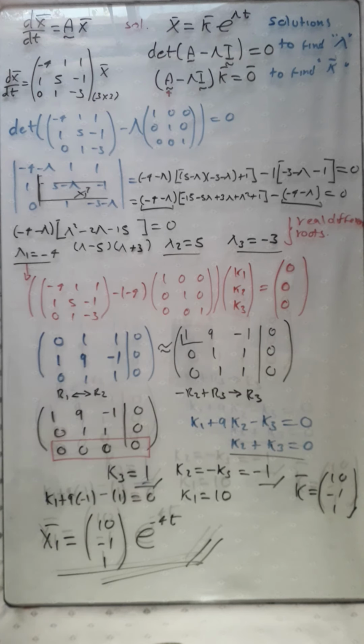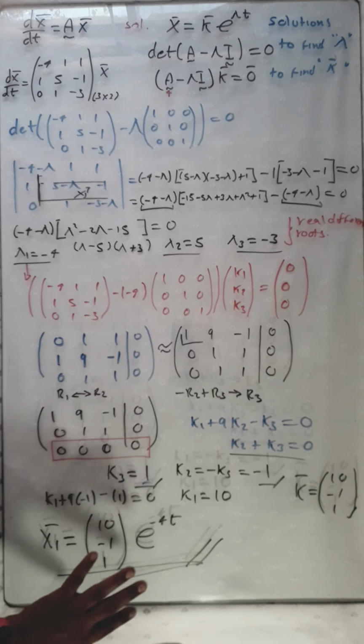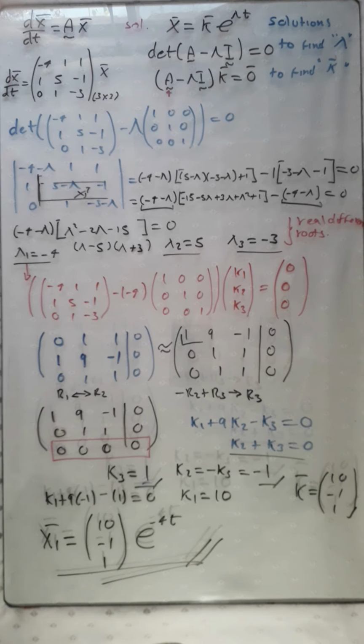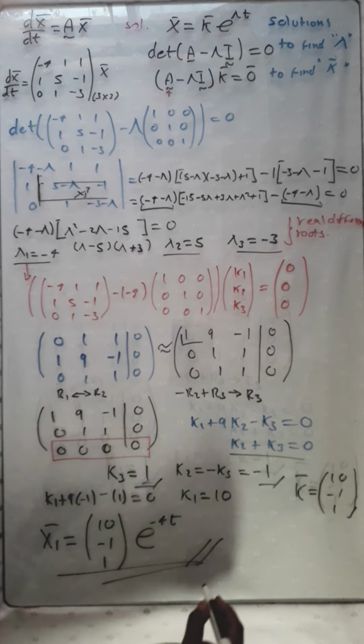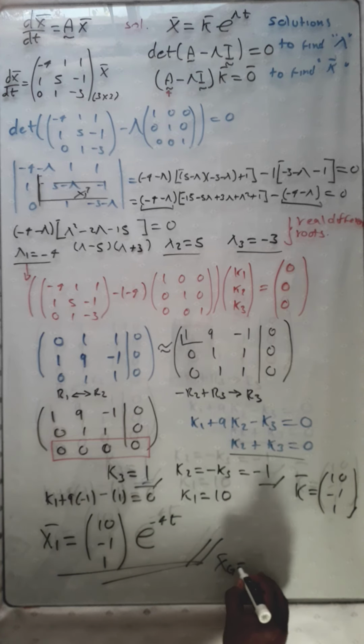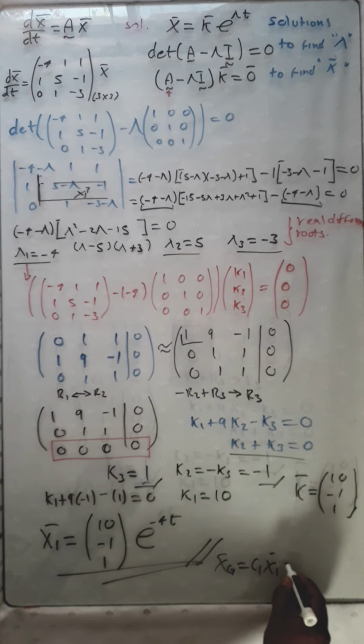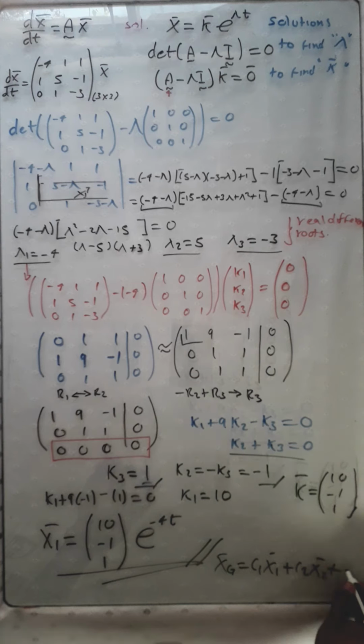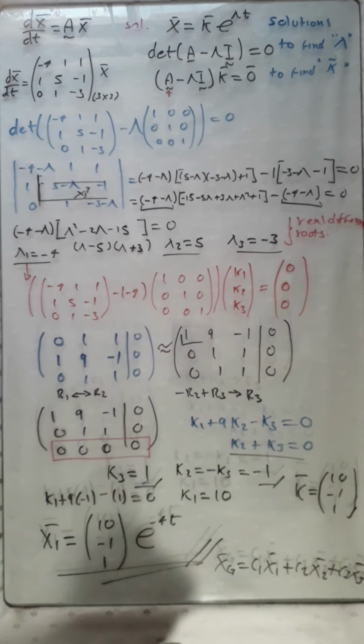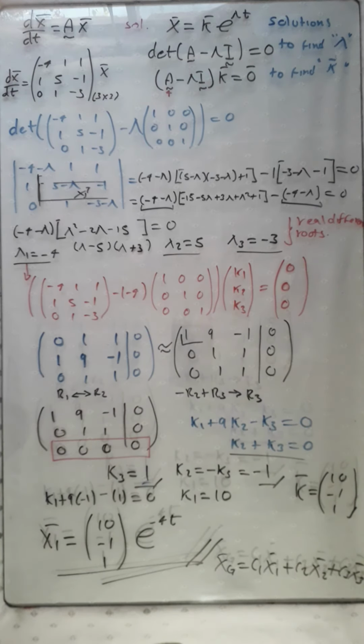But in the end, you will find the second solution and the third solution, and the final general solution will be C1 x1 vector plus C2 x2 vector plus C3 x3 vector, and that's it. Unfortunately, I don't have the space to find the other two, but the procedure is actually the same. On the next video, we will see how to deal with repeated roots. Okay, see you.